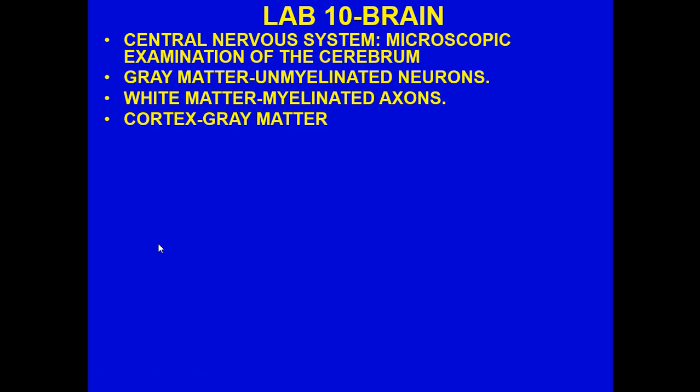Now, when you take the time to do the central nervous system, you're going to see the microscopic examination of the cerebrum. It has gray matter. That's unmyelinated neurons. It has white matter, myelinated axon. The cortex of the cerebrum is basically gray matter.